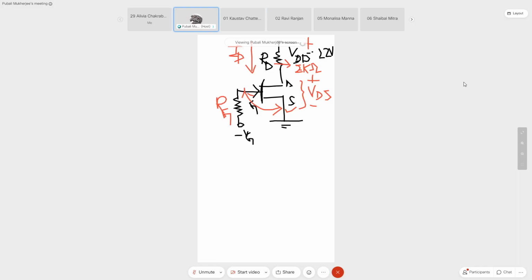Yes, VDS versus ID, keeping what constant? Keeping which input parameter constant? VGS. Tricks very easy. VGS constant. So that will be the drain characteristics.